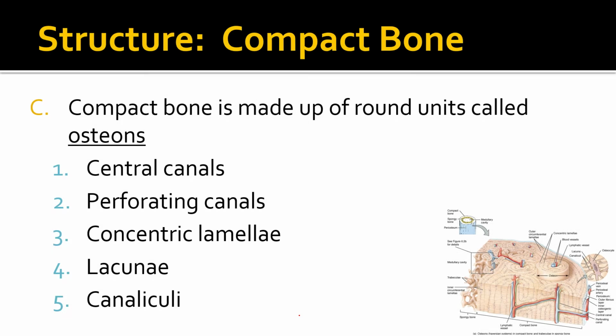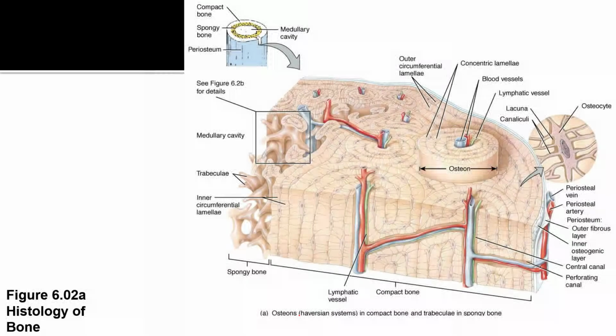Okay, so last little thing we have to talk about today is the structure of compact bone. And so there's two types of bone, basically. We have compact bone and spongy bone. And let me show you what that looks like. So if you were to look in the diaphysis of a long bone.